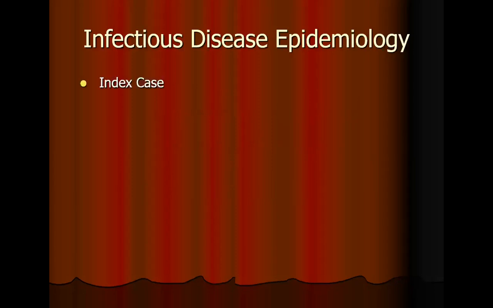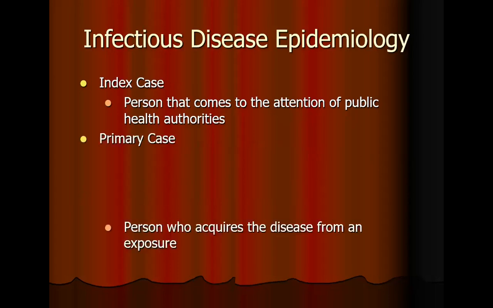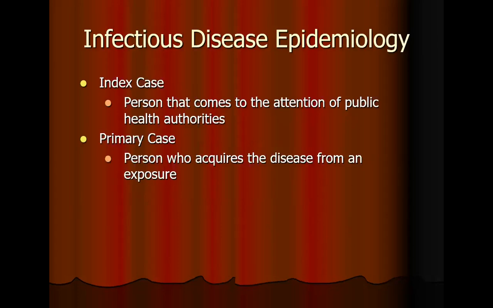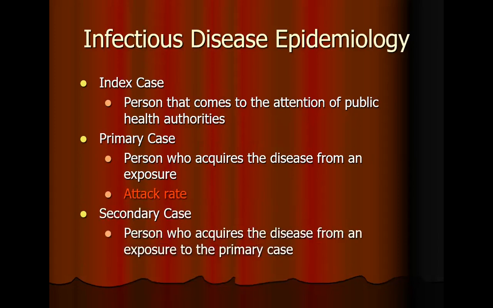So what is an index case? A person that comes to the attention of public health authorities is known as the index case. What is a primary case? A person who acquires the disease from an exposure is known as a primary case, and this information is used to calculate the attack rate. What is a secondary case? A person who acquires the disease from an exposure to the primary case is known as a secondary case, and this information is used to calculate the secondary attack rate.